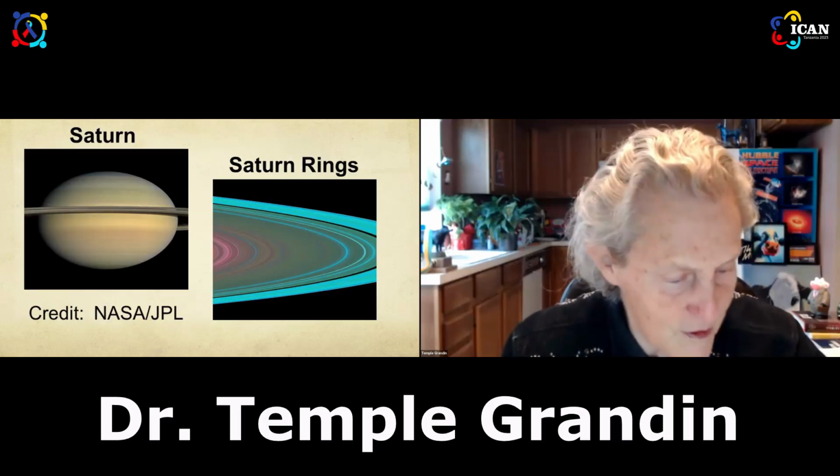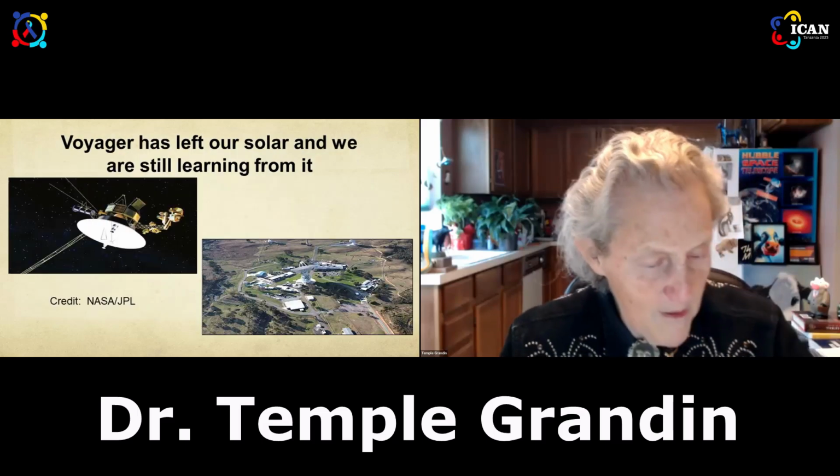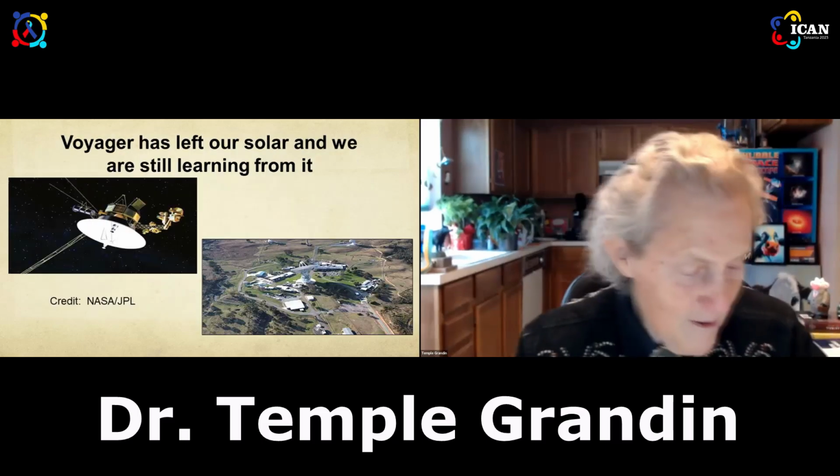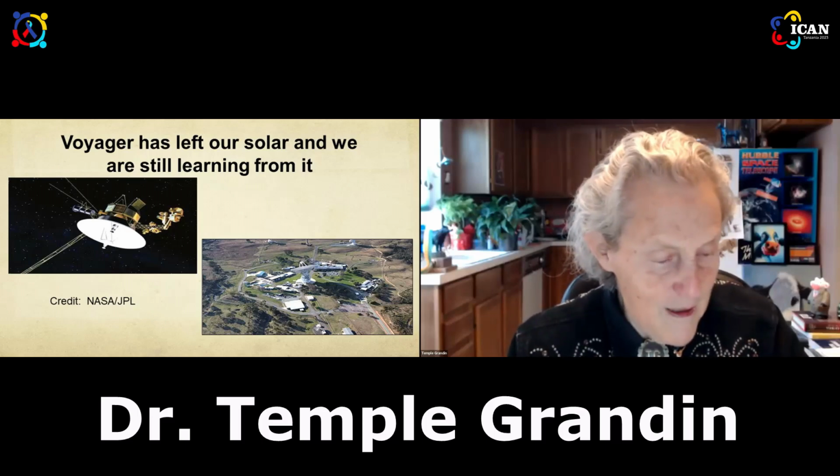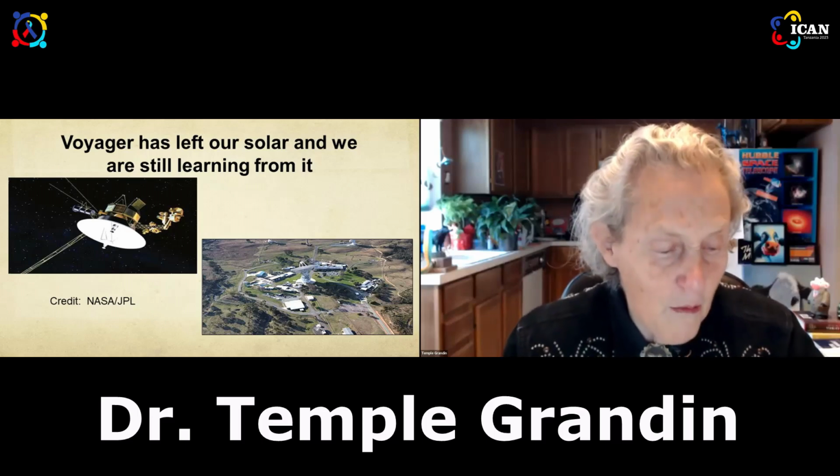The next slide shows a picture of Saturn. We can skip over that. And then the next slide shows a little Voyager satellite. This satellite is really, really getting old.